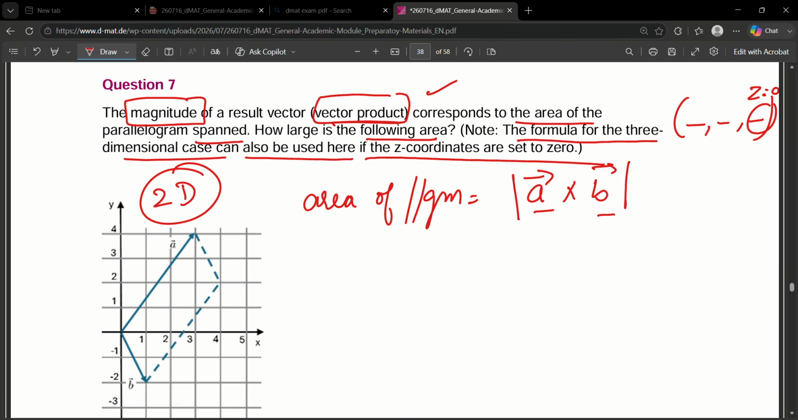So what would this point be? Basically this point is 3, 4, take z coordinate 0, and what is this point? Sorry, the x coordinate is 1, positive 1, and this is minus 2, and z coordinate 0. So you have to find the cross product.